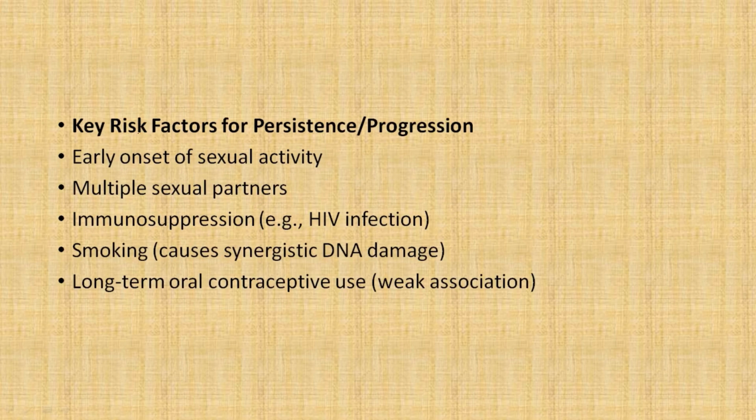So what are the key risk factors for persistence and progression? First is early onset of sexual activity, multiple sexual partners, immunosuppression, e.g. in HIV infection, smoking, which causes synergistic DNA damage, and long-term oral contraceptive use, which has a weak association.